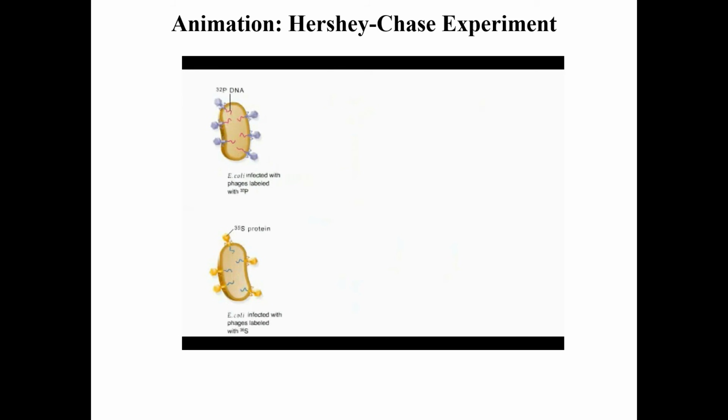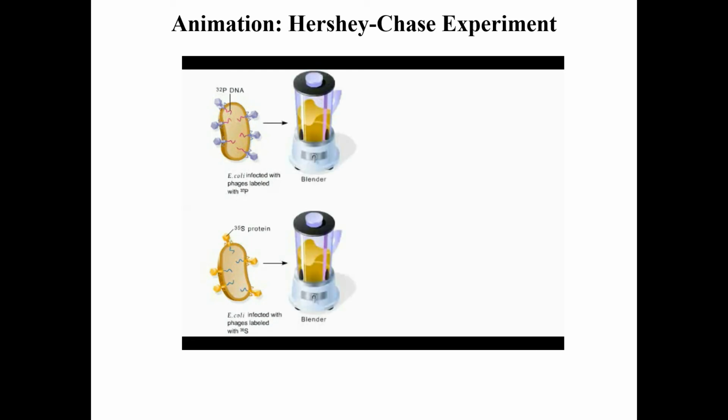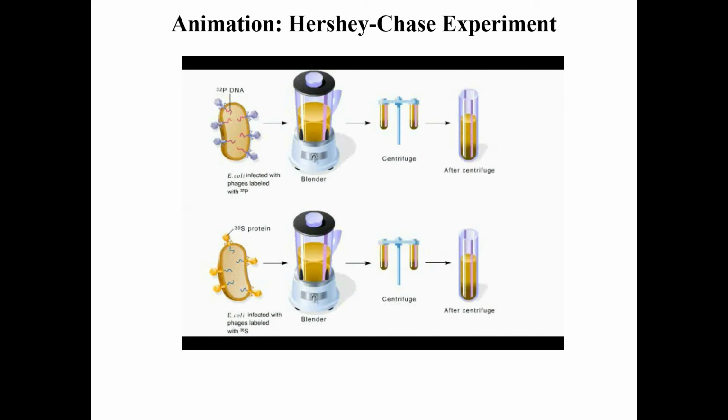In the next phase of their experiment, Hershey and Chase infected E. coli with the two types of labeled T2. They then used a blender and a centrifuge to separate the protein parts of the phage, called the phage ghosts, from the rest of the infected cell.